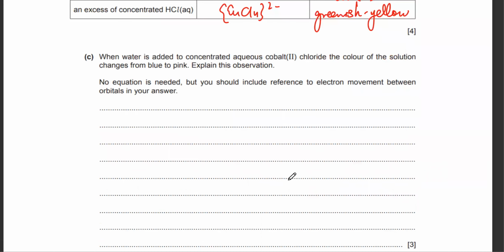And this one over here, when water is added to concentrated cobalt 2 chloride, the color of the solution changes from blue to pink. Explain this observation. No equation is needed, but you should include reference to electron movement between orbitals in your answer. So basically, the ligand is getting changed. You had cobalt with 4 Cl ions.